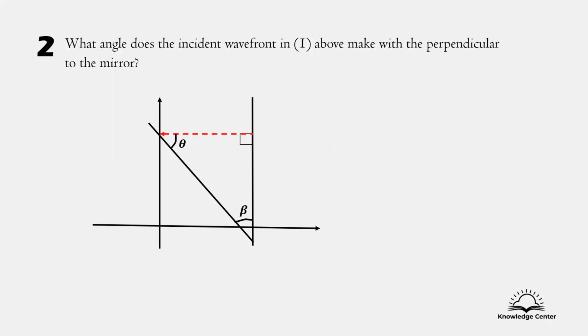Now we move on to question 2, which asks, what angle does the incident wavefront make with the perpendicular to the mirror? And so we can construct the diagram in this way, and the angle of interest to us is theta, because that is the angle that the incident wavefront makes with the normal from the mirror. And we just see clearly that theta must be given by 90 minus beta, since they are complementary angles, and so theta is equal to 60 degrees.